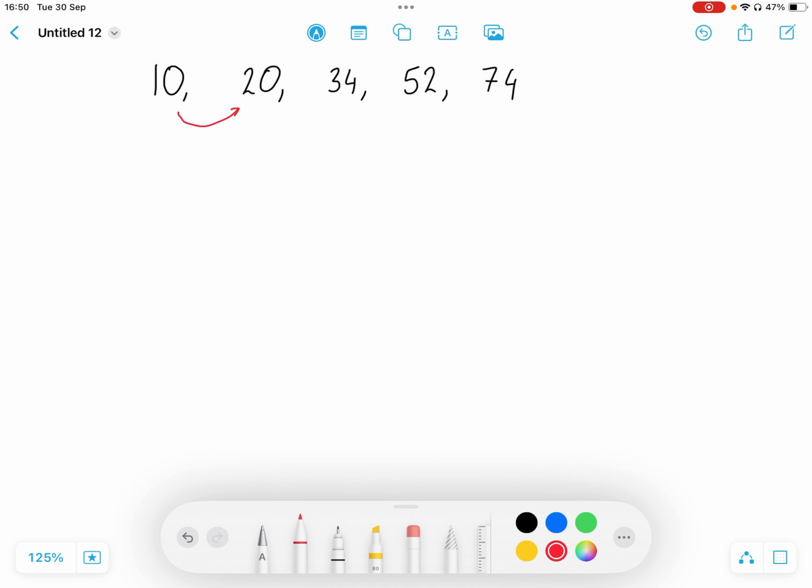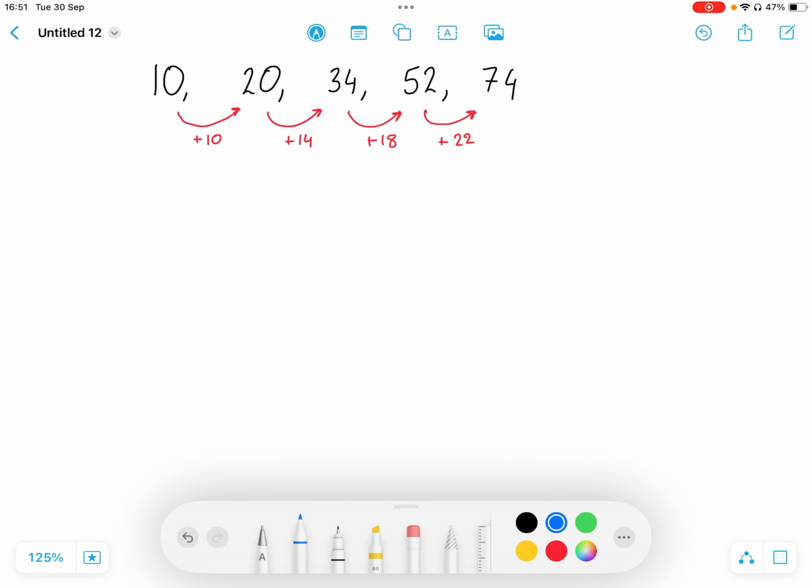From 10 to 20, I've added 10. From 20 to 34, I've added 14. From 34 to 52, I've added 18. From 52 to 74, I've added 22. They're not the same, because it's not a linear sequence. It is a quadratic sequence.